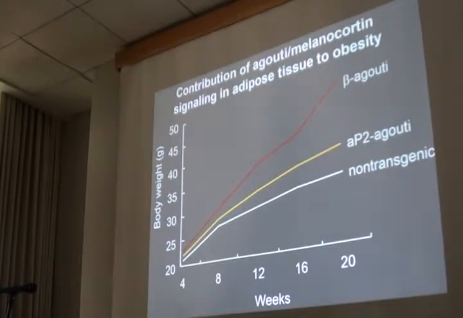And so now if we look at our three mouse models together, we have the non-transgenic, and then our AP2s are specific for adipose tissue, and then we have the beta-actin agoutis, which is expressed in all tissues. So the expression in adipose tissue is causing some of the obesity, but not nearly as much as the obesity that's coming from another place.